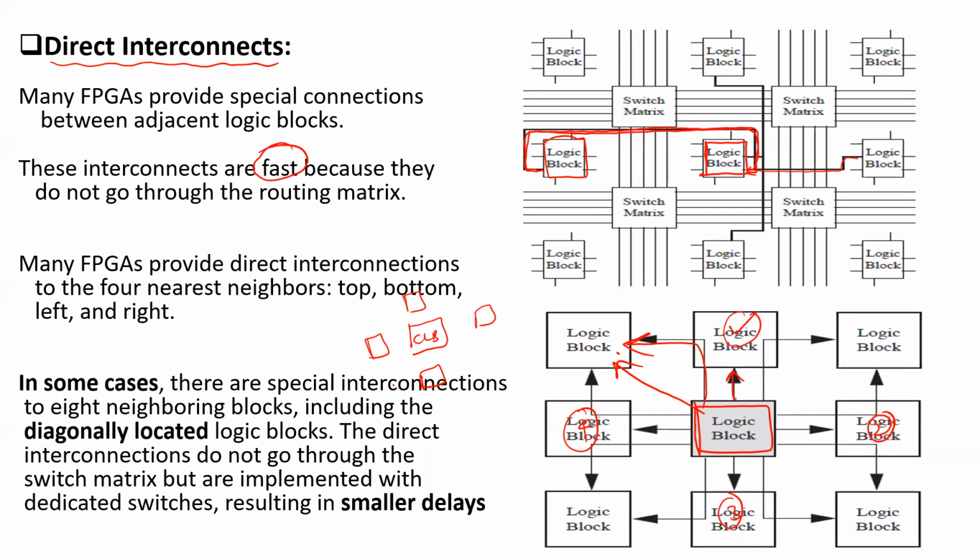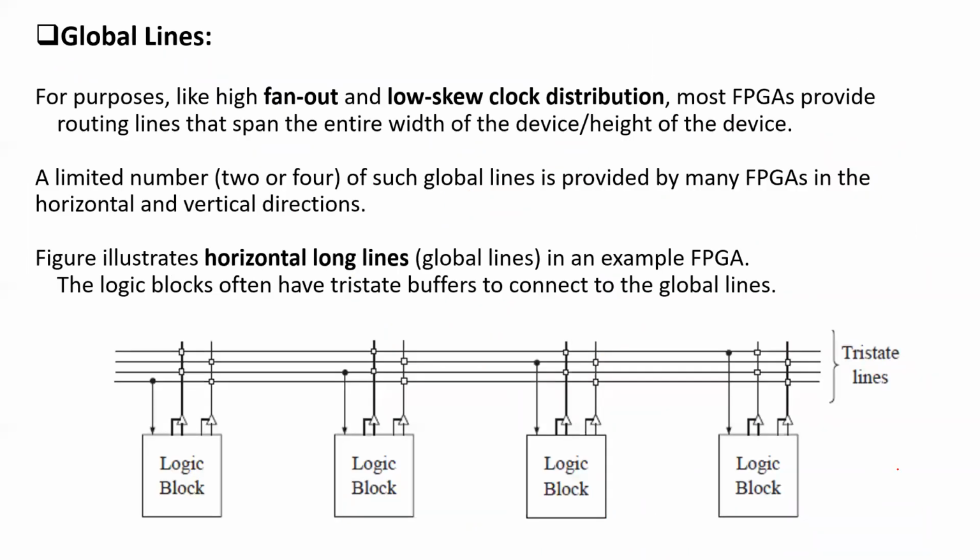So depending upon the FPGA, it is also possible to communicate diagonally. In the special case, these are available, so one CLB can communicate with eight adjacent CLBs. But you have to remember that a minimum of four CLBs is mandatory in this particular direct interconnect. Clear? Because of that, a smaller delay can be observed in direct interconnects. Clear? Fine.